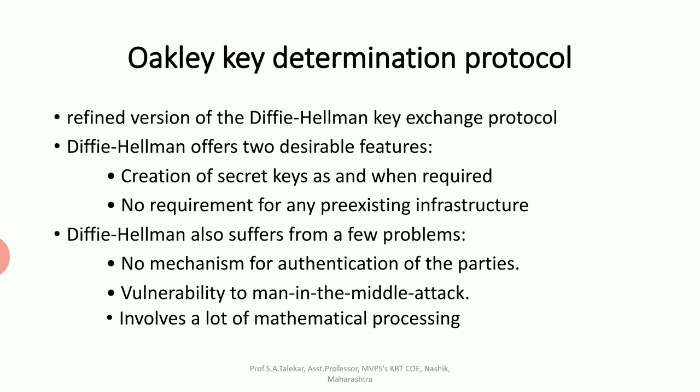However, Diffie-Hellman also suffers from a few problems, which are: no mechanism for authentication of the parties, vulnerability to man in the middle attack, and the third one, it involves a lot of mathematical processing. An attacker can take undue advantage of this by sending a number of bogus Diffie-Hellman requests to a host, and the host can unnecessarily spend a large amount of time trying to compute the keys, rather than doing any actual work. This is called a congestion attack or clogging attack.